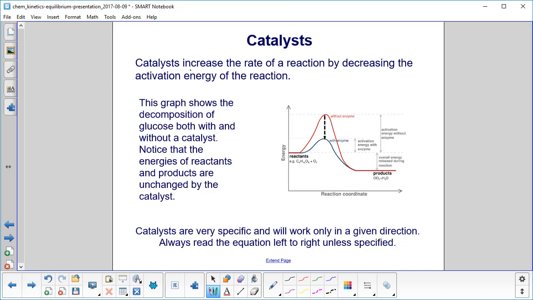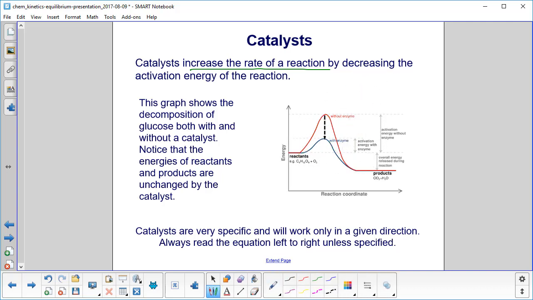Catalysts increase the rate of reaction, and the way they do it is they decrease the activation energy of the reaction. So let's look at the picture here, our energy curve. Here's the activation energy without the enzyme. The enzyme lowers that peak down to there. Okay, so that's the key function of a catalyst.